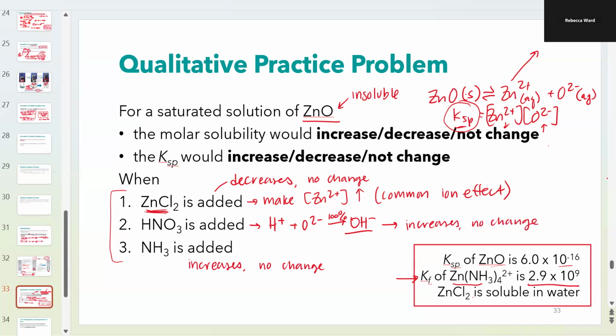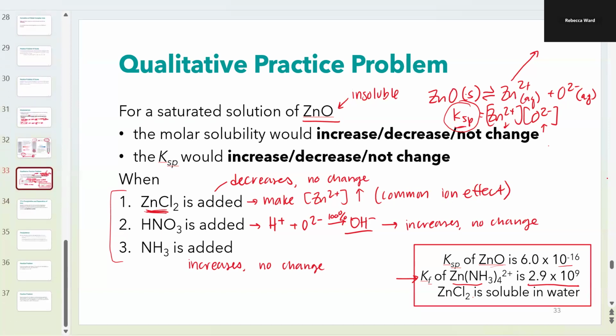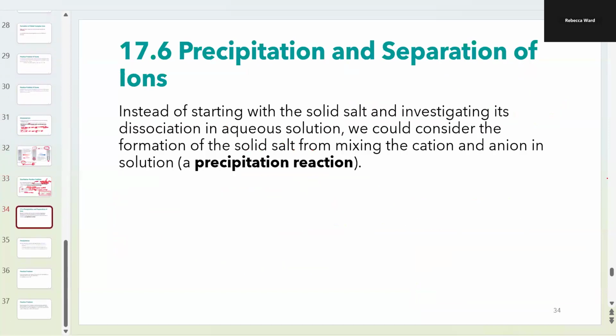All right, so that's where we left off today. And I just have these last couple slides to talk about. And again, I know it's a lot of content, but we've already laid the groundwork for understanding all of this. Okay, so our precipitation and separation of ions. We're really going to focus on precipitation here.